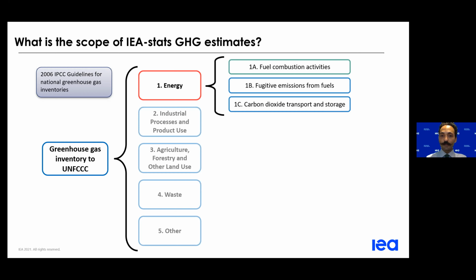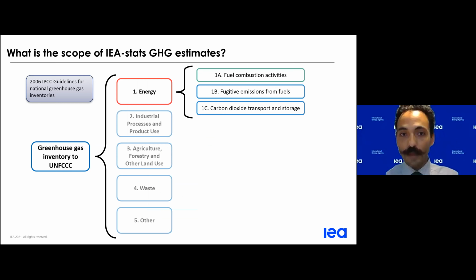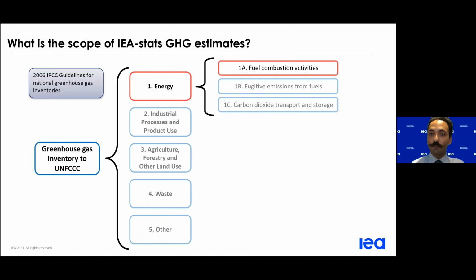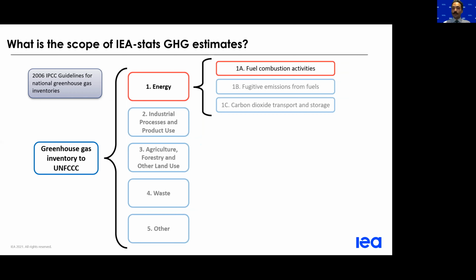And if we have a more deep look, the energy sector is divided into 3 subcategories. And the IEA estimates actually cover category 1A, which is the emissions associated with fuel combustion activities only. So other energy-related emissions, such as the fugitive emissions, are excluded from these estimates.